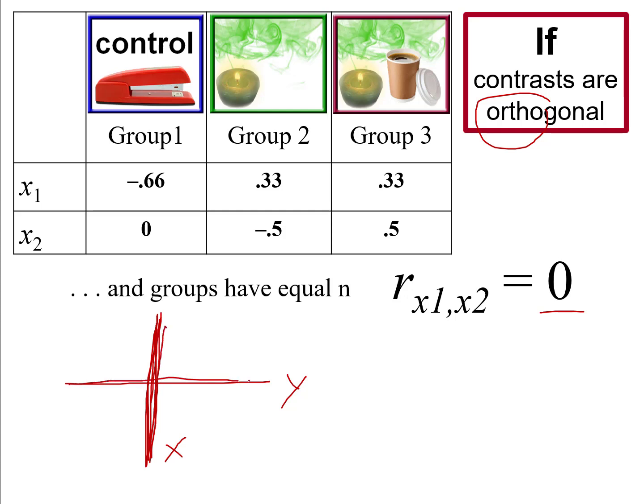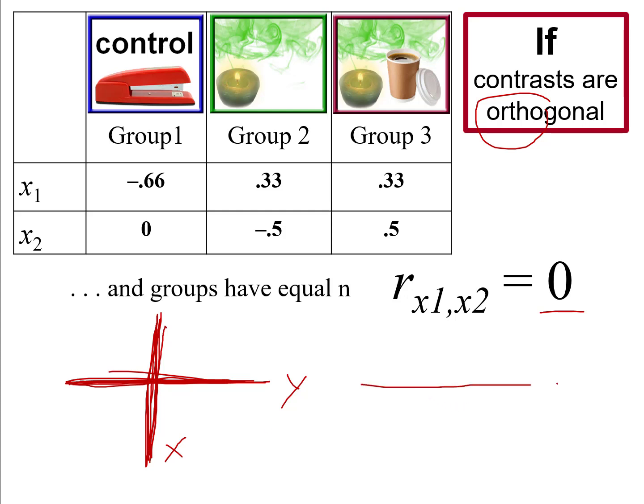And if I go up and down on y, I'm not changing where I am on x. So these two lines at right angles to each other could depict a correlation that's 0 because your score on y is unrelated to your score on x.